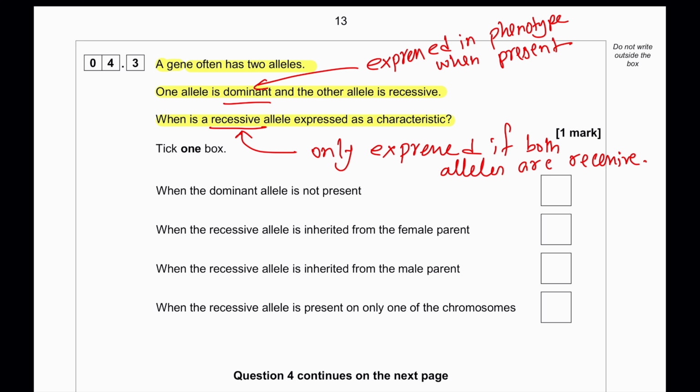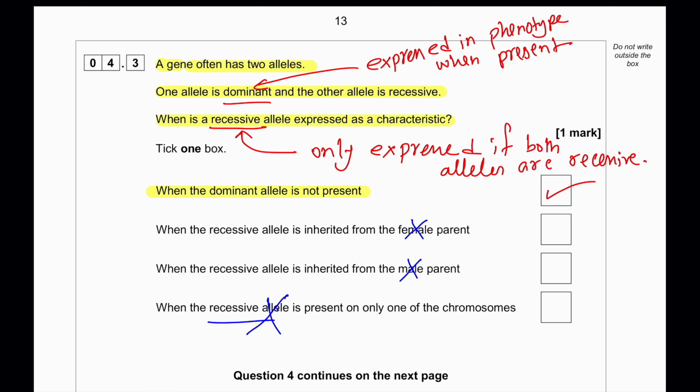So, let's see the question. When is a recessive allele expressed as a characteristic? Obviously, when the dominant allele is not present. Let's see why the other points are not correct. When the recessive allele is inherited from the female parent. So, you see, a recessive allele inherited from the female or male parent only cannot work because it has to be inherited from both parents. When the recessive allele is present on only one of the chromosomes, then the recessive allele cannot be expressed.